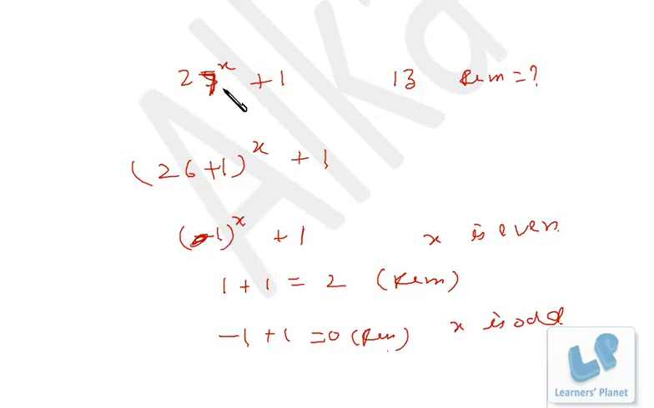Okay, so 27 raised to x plus 1, in no case will it be divisible by 13. Just be clear about it, because in that case it will be this. So whether x is odd or even, the remainder will be 2 only. So you should be clear about this. You can make some of the expressions on your own and practice with them.